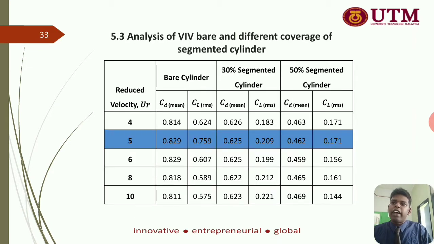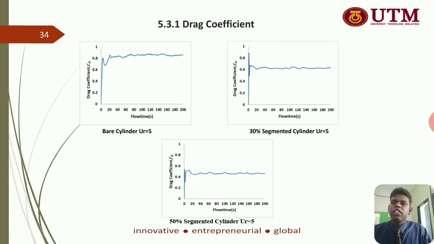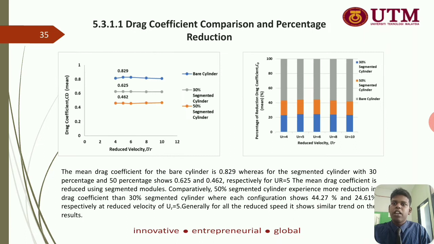Okay, next is the analysis of VIV for bare and different coverage of segmented cylinder at different reduced speeds. Drag coefficient. The following graph is extracted directly from ANSYS Fluent, and later on we plot the graph in Microsoft Excel. For the base cylinder, 30% segmented cylinder, and for 50% segmented cylinder at the reduced speed of 5.